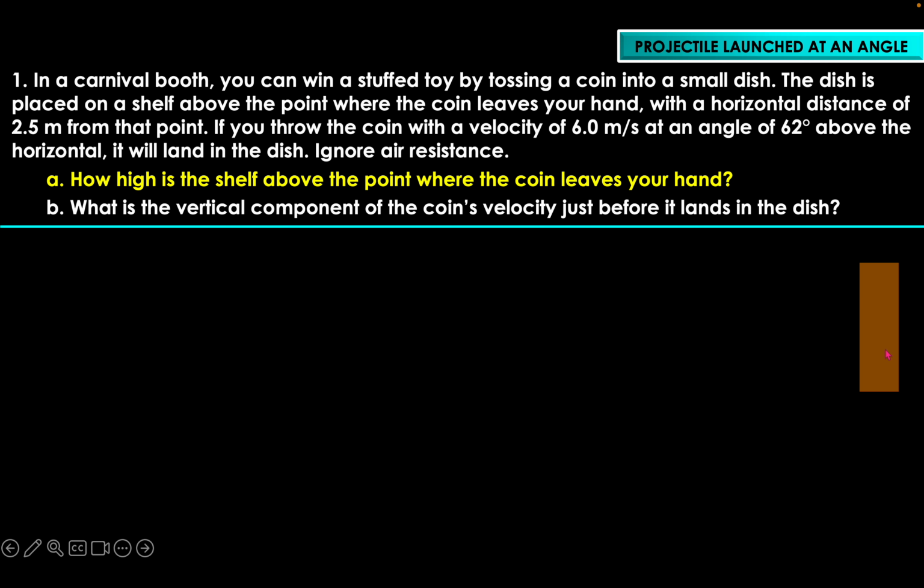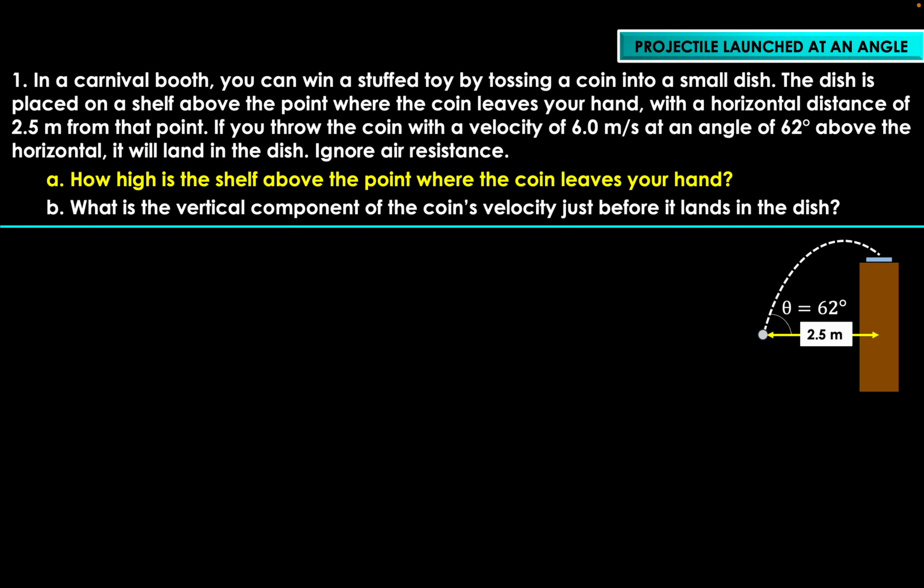So we have this shelf in a carnival booth, and there's a dish on top of the shelf, and you're supposed to toss a coin. So you're going to be standing here. You're going to toss it upward like this, and you have to make it land on the dish. Then we assume it will land at the center because that's a usual assumption in physics. And then the horizontal distance is 2.5 meters from the point where you release it. So this is how far it travels horizontally, and that's 2.5 meters.